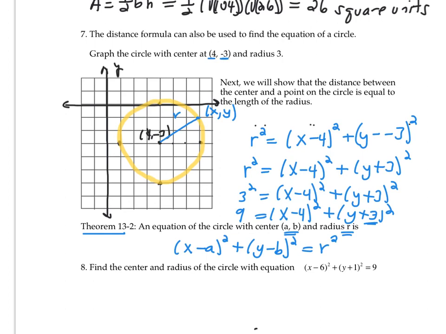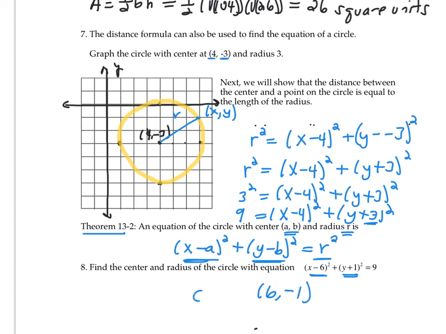So take a look at number 8 with me. It says find the center and radius of the circle with this equation, x minus 6 quantity squared plus y plus 1 squared equals 9. So compare it to our formula up here. We notice that this says x minus 6, so the x-coordinate of the center needs to be the opposite of negative 6, which is positive 6. This is y plus 1. The y-coordinate of our center would be the opposite of positive 1, which is negative 1.